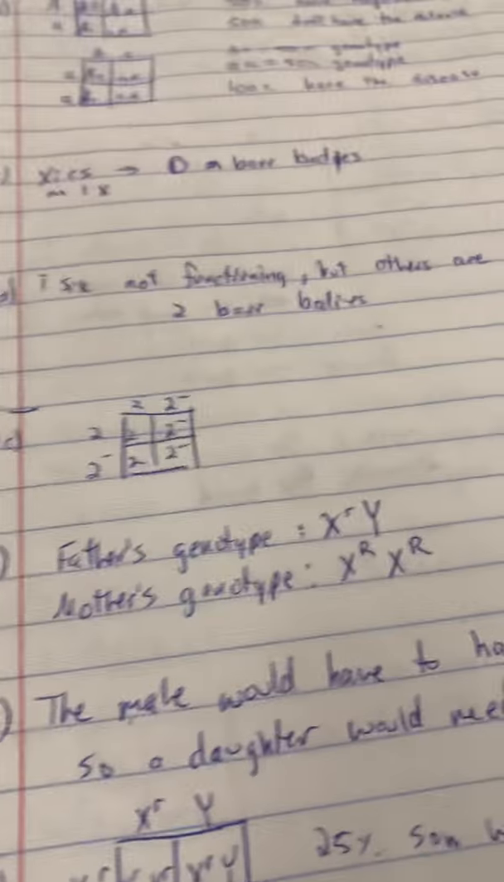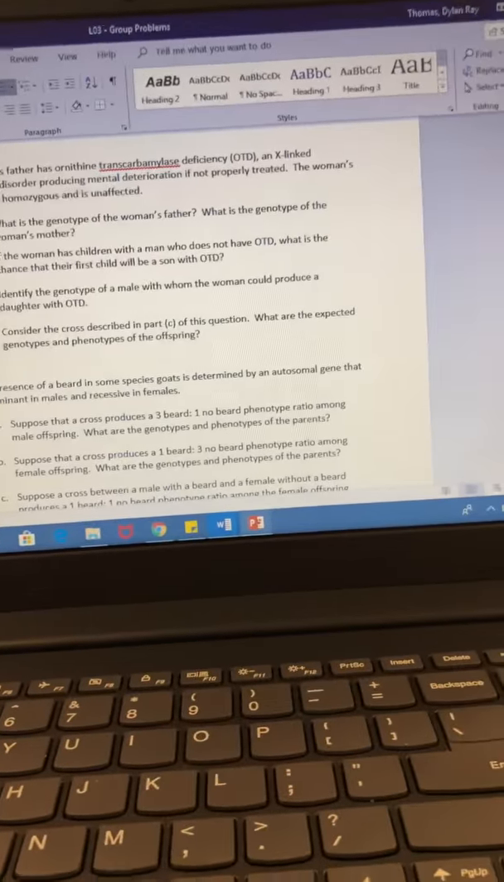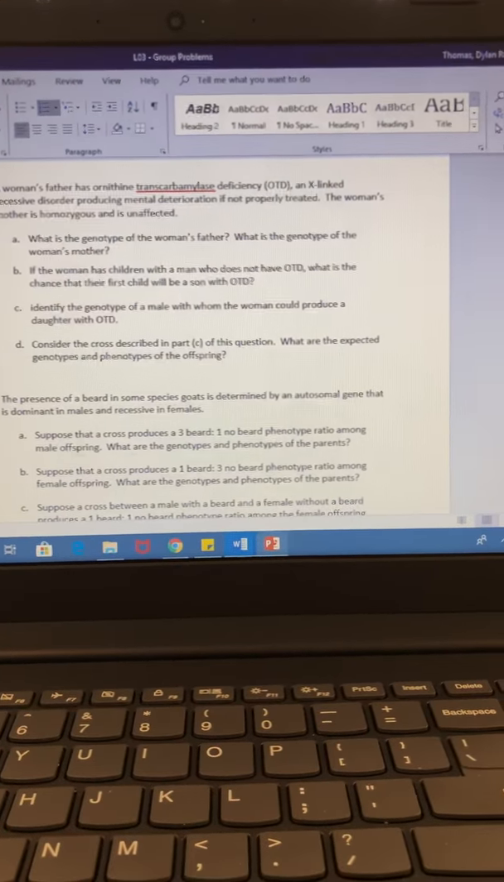So the male would have to have OTD because it's recessive, so a daughter would need 2 defective X chromosomes. So 1 defective X from the mom and 1 from the dad. For D, it says consider the cross described in part C. What are the expected genotypes and phenotypes of the offspring?